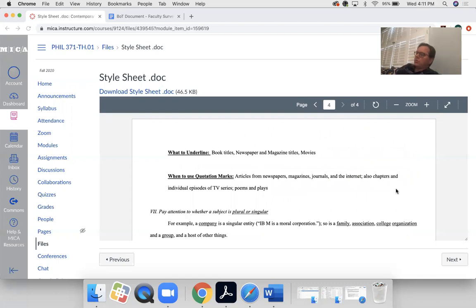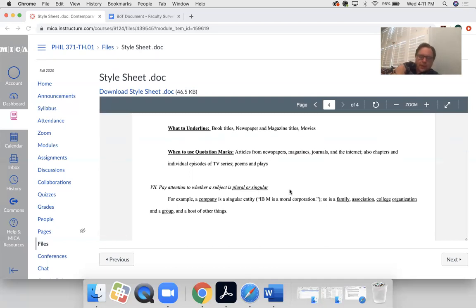There is also sometimes some confusion about how to indicate book titles or whether you indicate them at all. It's not enough to just capitalize a book title. You have to italicize or underline it. Other things you should underline or italicize: newspaper and magazine titles, movies. You use quotation marks for articles from a newspaper, a magazine, a journal, or the internet, okay?